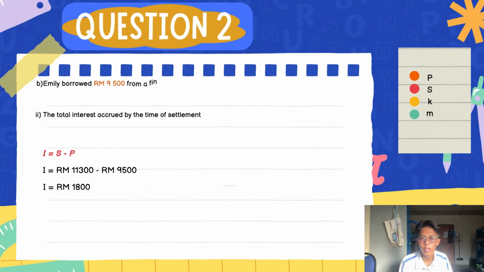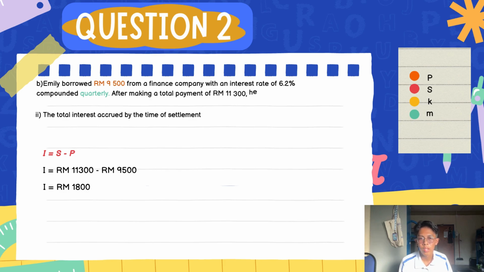And for the last question, we need to find the total interest accrued by the time of settlement. That is, we need to find the interest. So we can use the interest formula, which is S minus P. So we just fill it in: I equals RM11,300 minus 9,500, and I equals RM1,800.